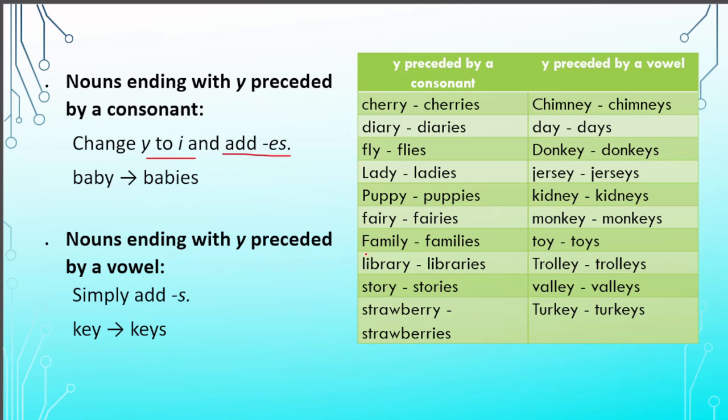And the fourth rule is if a noun ending in y is preceded by a vowel, then simply add s. No changes further needed. Simply you have to add s to make it plural. Examples key, keys, chimney, chimneys, day, days, etc. y के आगे अगर consonant है तो y becomes ies, बट y के आगे अगर vowel है तो simply s add करना है. Clear? आई थिंक सबको क्लियर हो गया.